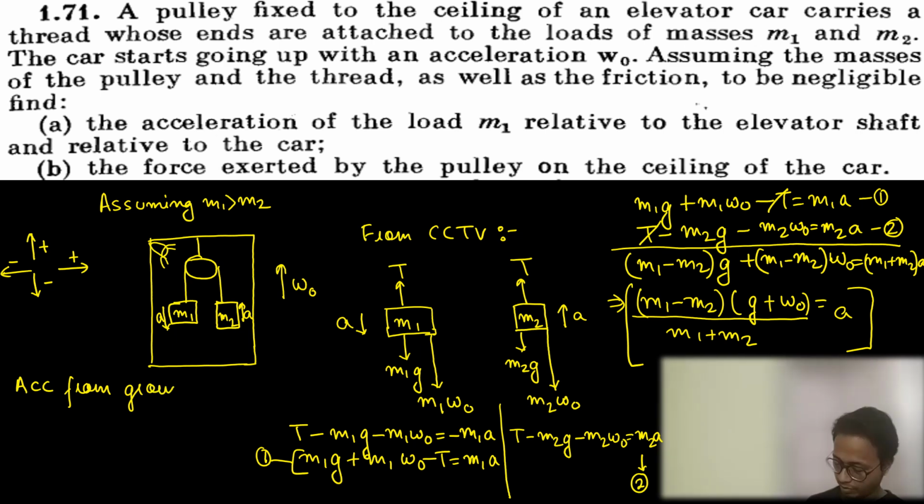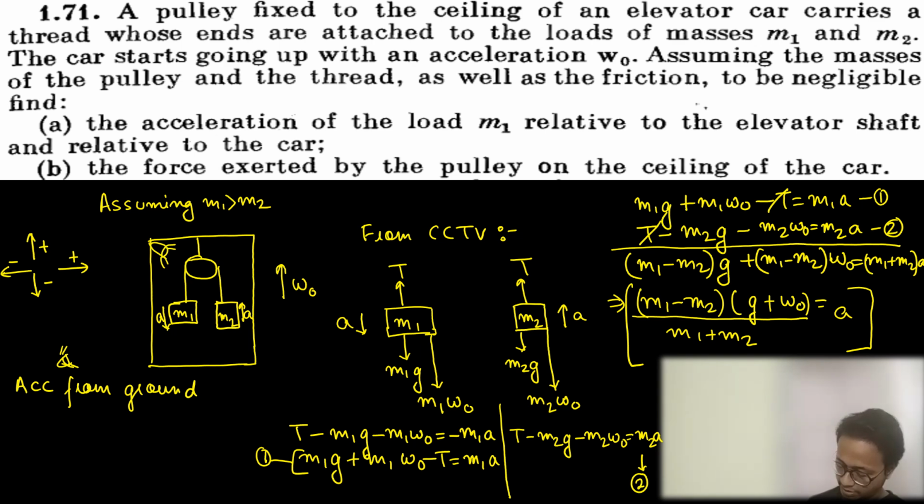From ground, whatever is the value of A, out here the acceleration of M2 would be A plus omega naught, because omega naught is already moving up and A is moving up inside the frame. So the relative acceleration of M2 would be A plus omega naught, whereas the relative acceleration of M1 would be omega naught minus A. Why? Because omega naught is trying to move it up and A is trying to move it down.